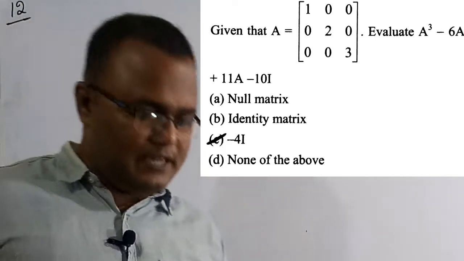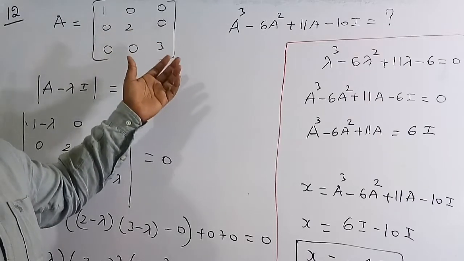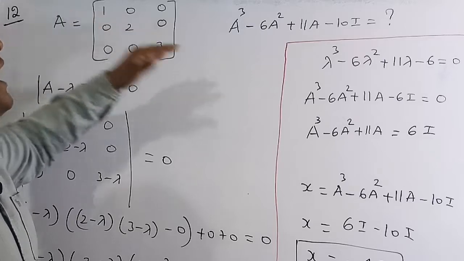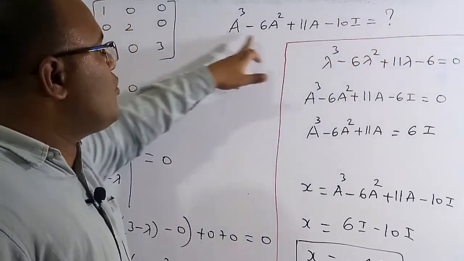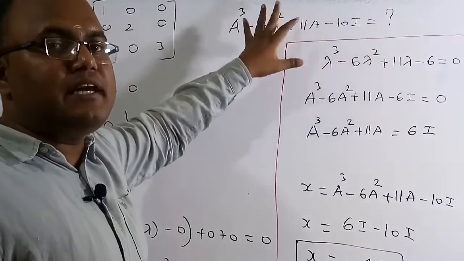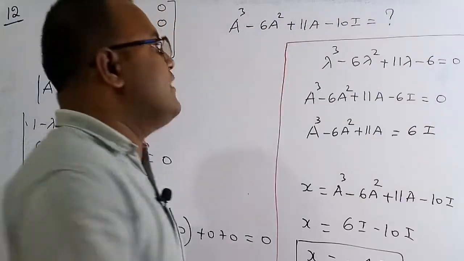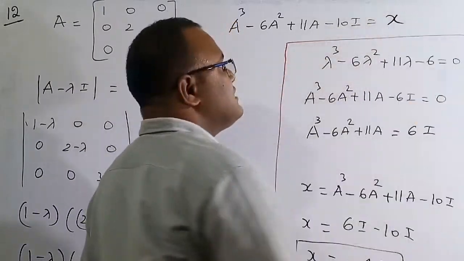So let's solve this numerical. See, in the question they are given this matrix, it is basically a diagonal matrix because only the diagonal elements are non-zero, and everything else is 0. And we have to find what this equivalent value is. This overall matrix expression, this simplification, is going to give you a value that we need to figure out. So let me assume this is equal to some X. I want to find the value of this X.